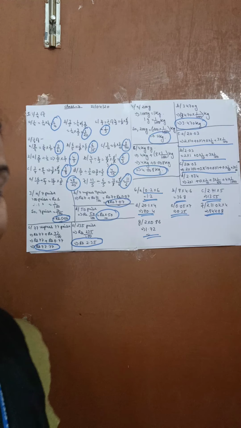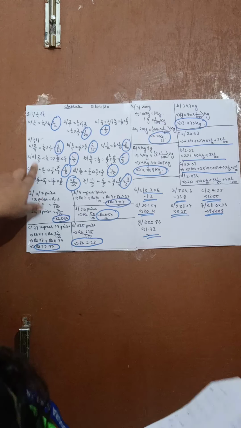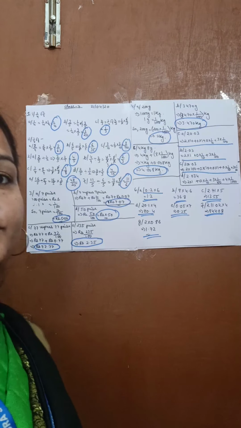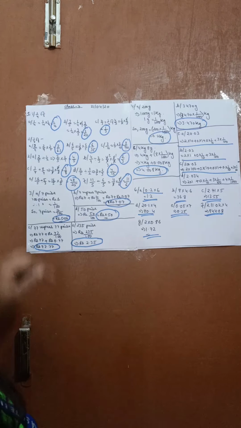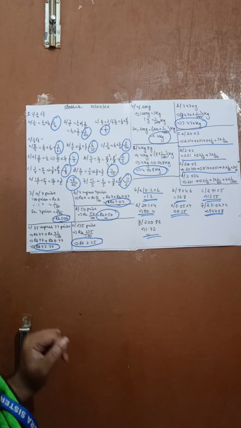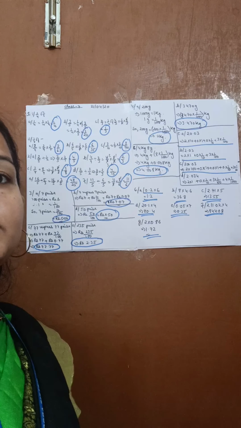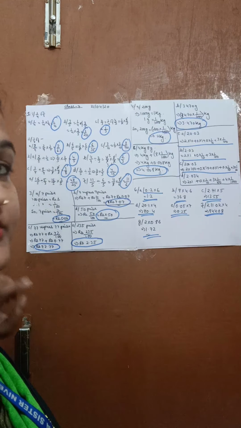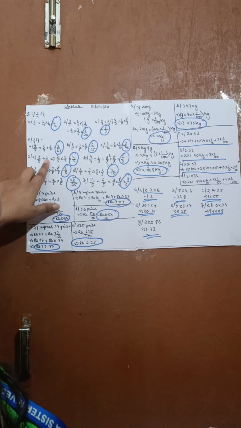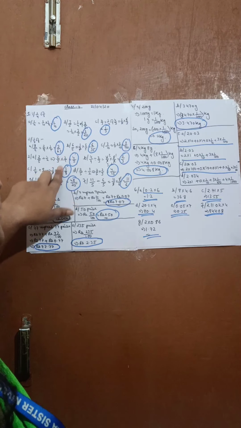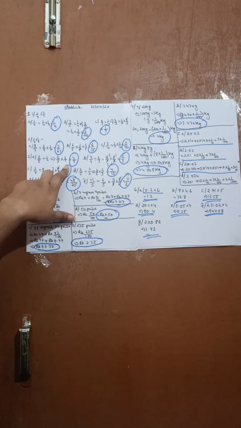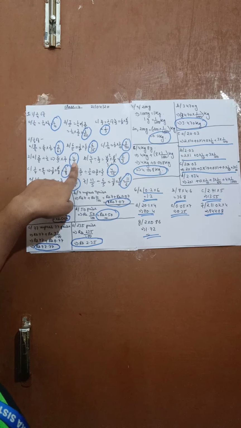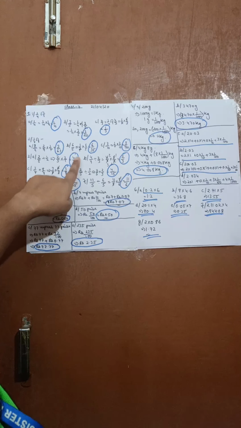Question number 2 is find number A, 2 by 5 divided by 1 by 2. So we have to change the sign of division into multiplication. When we change the sign of division into multiplication, the next number becomes interchanged. The denominator becomes numerator and the numerator becomes denominator. So here 2 by 5 divided by 1 by 2 is equal to 2 by 5 into 2 by 1, which is 2 into 2 is 4, 5 into 1 is 5. So answer of question number A is 4 by 5.